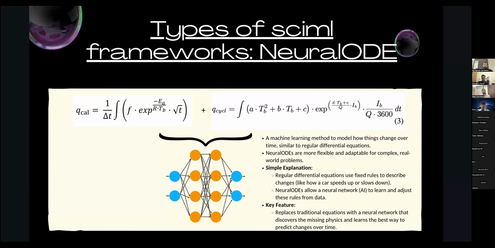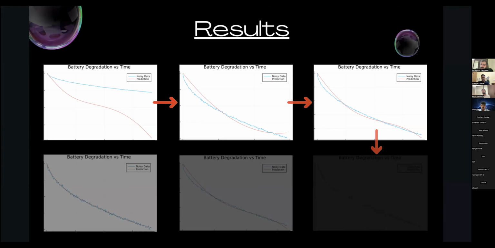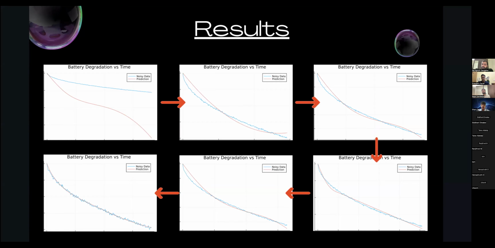So in this, as I said earlier, we replace the whole equation with a neural network and let it find out the missing physics on its own. And we can fit the neural ODE to experimental data or the ground truth data, like the synthetic data we generated earlier. And this makes it extremely adaptable. So now I'll show you the end product of our efforts.